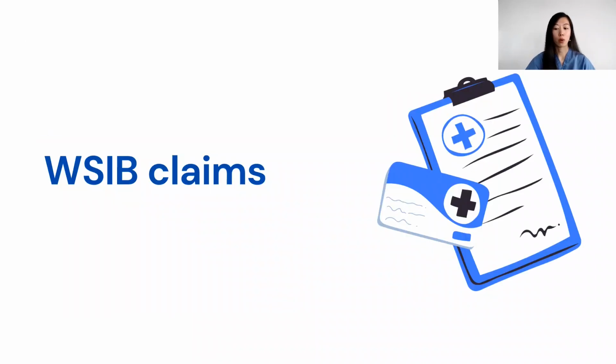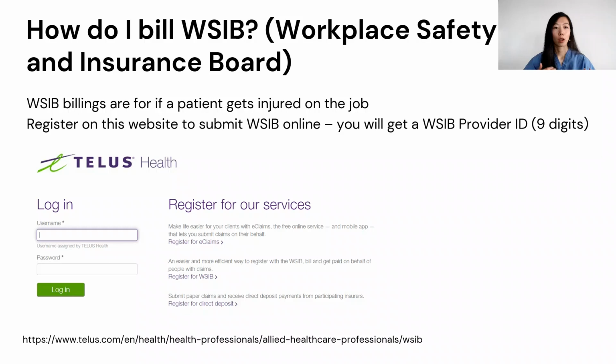So what about WSIB? WSIB is basically your Workplace Safety and Insurance Board, and this is for whenever a patient comes in because they got injured on the job. In order to bill for WSIB, you need to get a WSIB provider ID. To do that, you need to go on this website, which I linked down below, click register for WSIB, and you need to get this provider ID here.